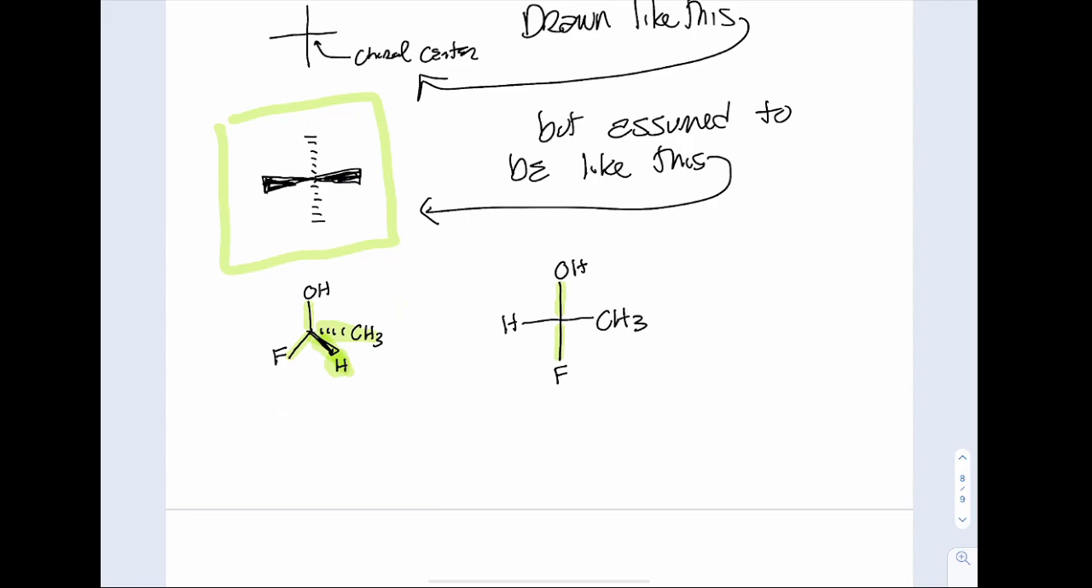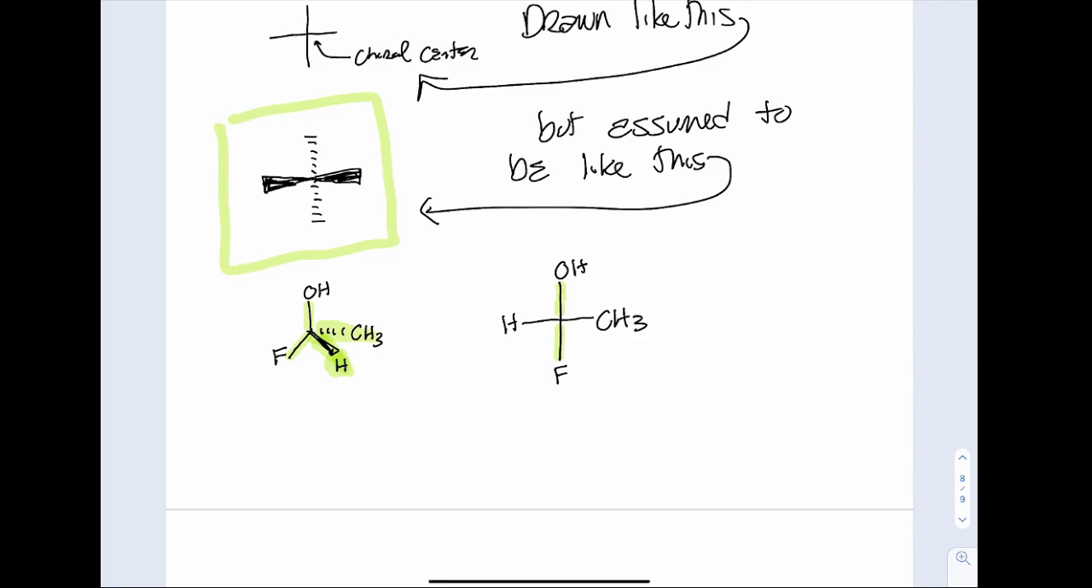To figure out priority, or figure out my configuration now, my lowest priority group is always going to be going out or going back. If it's going back, we just do 1 to 2 to 3, right? If it's clockwise, it's R. If it's counterclockwise, it's S. If my lowest priority group is coming out at me, then I'm going to do the 1 to 2 to 3, right? Same thing. Clockwise is R, counterclockwise is S, but then I'm going to switch my answer because it's coming out instead of going back.